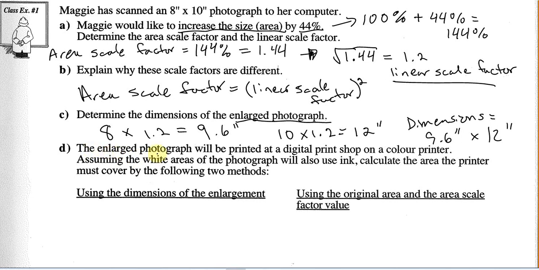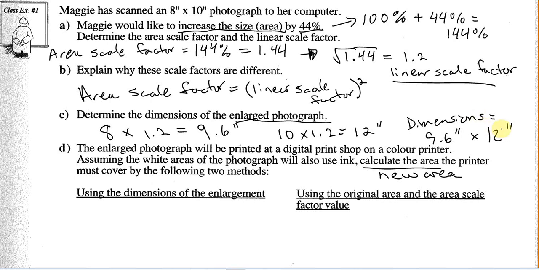Next, the enlarged photograph will be printed at a digital print shop on a color printer. Assuming the white areas of the photograph will also use ink, that is, all of the photograph requires ink, we're going to calculate the area that the printer must cover by the following two methods. So we are going to calculate the new area, that area that was enlarged.